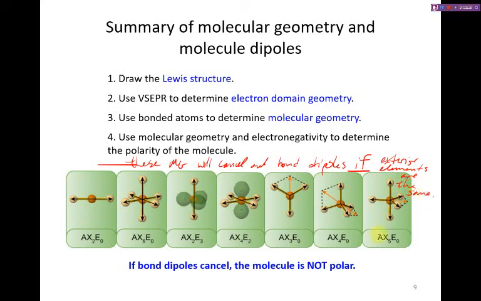And that's very important. So the caveat to that then: tetrahedral molecular geometries always cancel each other out, assuming that the elements are the same. But if they're not the same, then they don't cancel out.